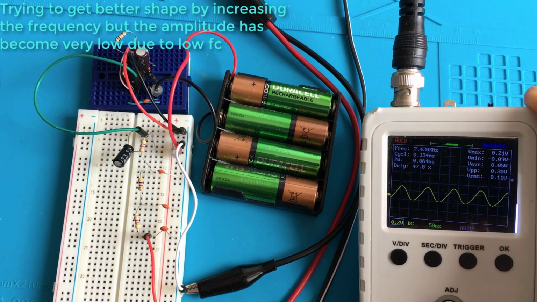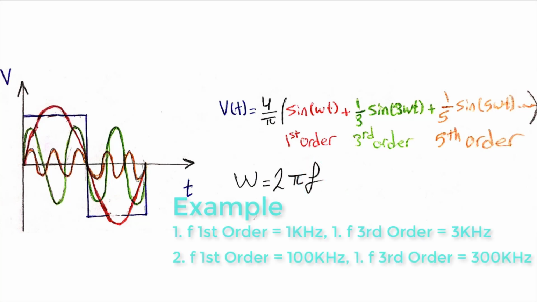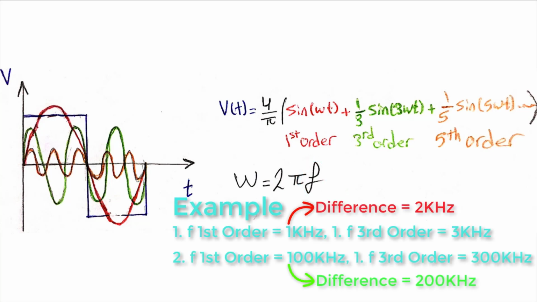One final note related to harmonics I want to mention is that using an input signal with a higher frequency makes it easier to filter, because in high frequency square wave signals, the frequency range between harmonic orders becomes larger.